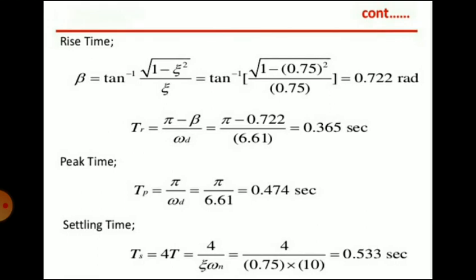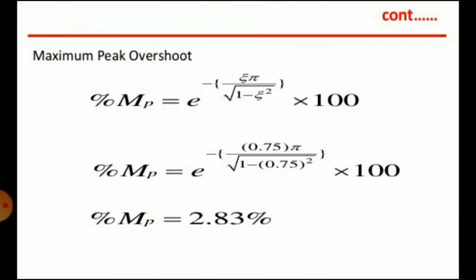Then in the same way, find out beta and put the value of beta in the formula of TR, that is rise time. You will get beta equal to 0.722 radian and TR equal to 0.365 seconds. Then calculate peak time, you will get 0.475 seconds. In the same way, find out the settling time after putting the values of omega n and zeta in the given formula. You will get TS equal to 0.533 second. Then maximum peak overshoot, that is percentage MP, you will get 2.83%.